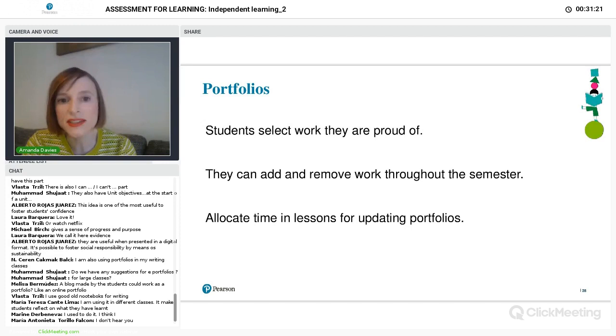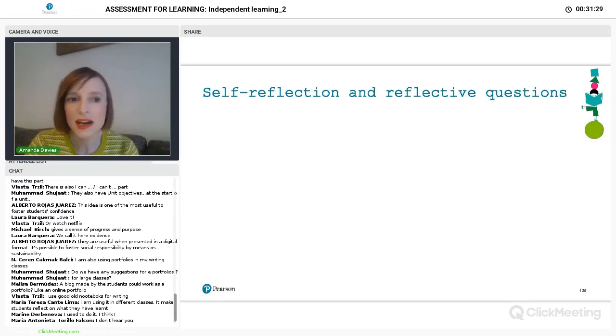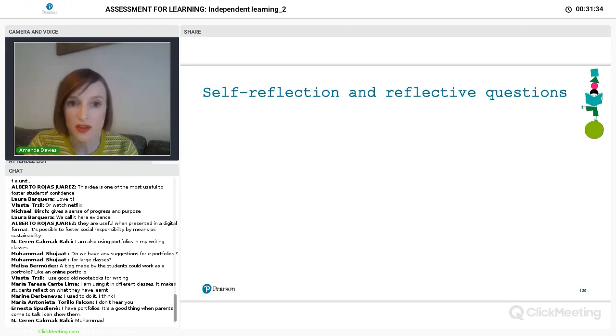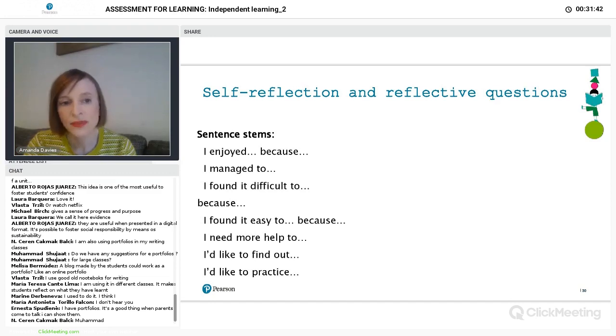Okay. You might decide you don't have time for learning diaries or portfolios, or you might decide you'll start at the start of the next school year. So in the meantime, some shorter activities or more flexible options is to build some self-reflection into every lesson or every week. And to do that, you might provide students with sentence stems, such as these.